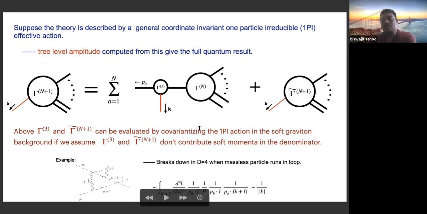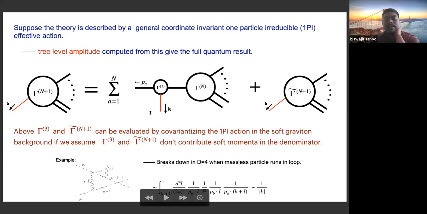And if we assume this, then from the first kind of diagram, since there is a propagator 1 over pa plus k, by the on-shell condition that contributes 1 over pa dot k. So this is 1 over omega. So the first kind of diagrams can contribute from the leading order, the S0 at 1 over omega, but the second kind of diagrams can only contribute at omega to the power 0.